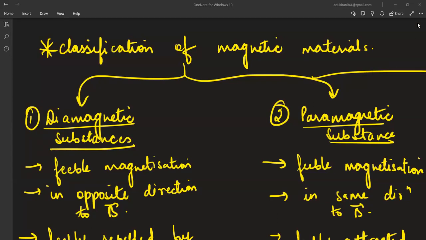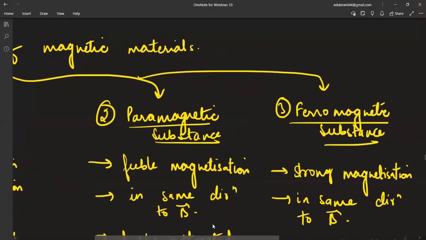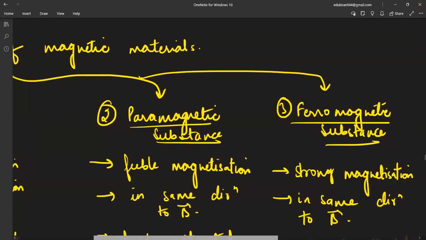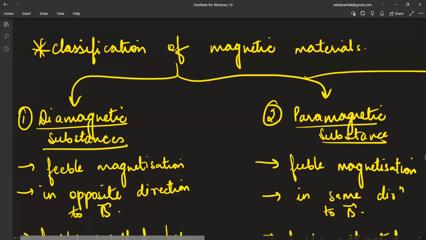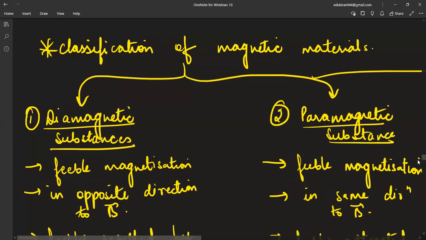See, we'll classify the materials as diamagnetic substances, then we have paramagnetic substances and ferromagnetic substances. So basic properties I'll discuss in the class because these you have to learn by yourself in any ways. Now see, feeble, what I'm telling you is the terms which will be coming in that table also. Diamagnetic substances have feeble magnetization. Feeble magnetization means weak magnetization. Let us discuss first diamagnetic substances, then the rest of the substances we'll discuss.